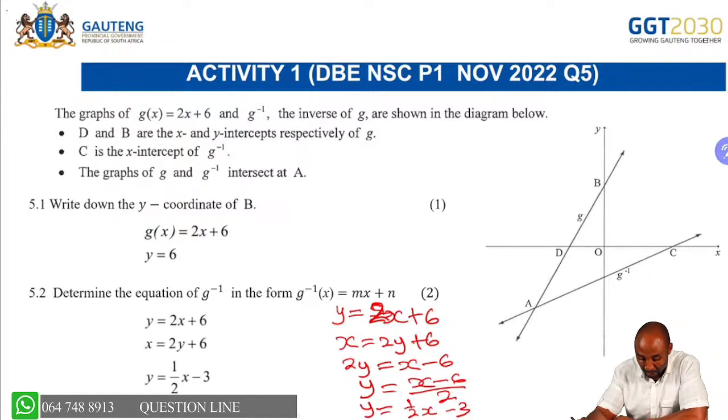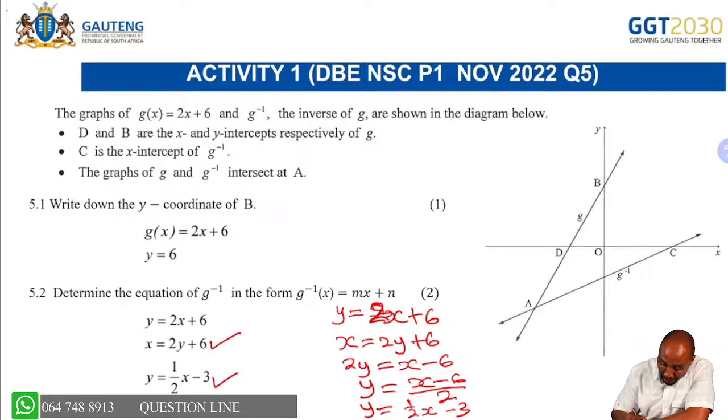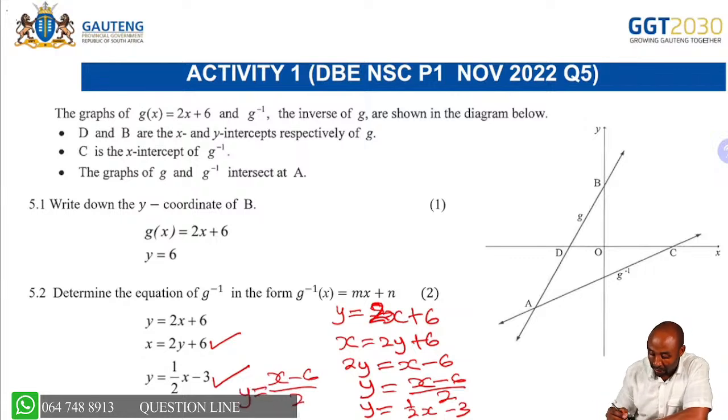Let's check quickly. Interchange x and y, get the equation. So even if you leave your equation as y equals (x minus 6) over 2, it is still fine. That's our equation. We get our 2 marks there. There we got our 1 mark. We move along.